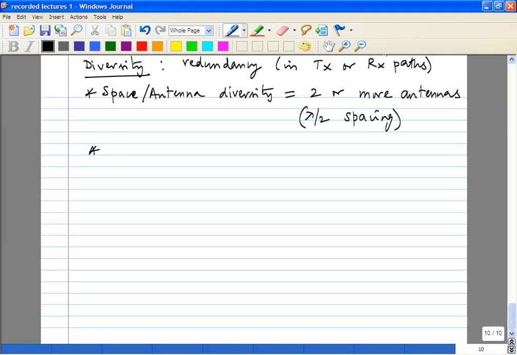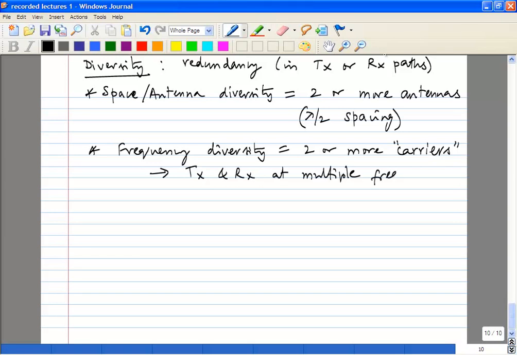Now the other kind of diversity is frequency diversity. What does this mean? This means two or more frequency carriers. You could transmit and receive at multiple frequencies. That is one option. The other option, which may technically not come under frequency diversity, is what is called frequency hopping. That is, at every transmission you could change your transmission and receive frequencies, so that the probability of having fading at both frequencies will be very little.